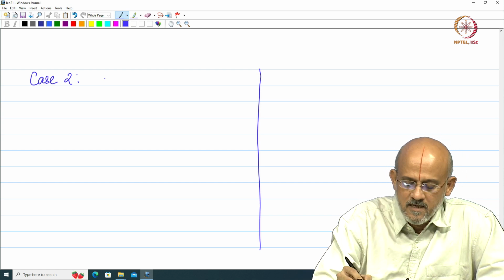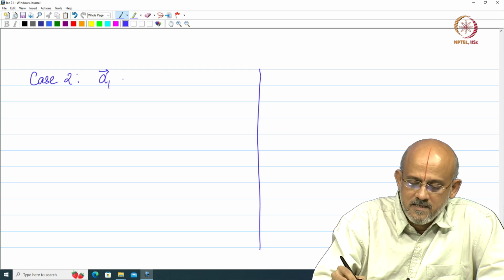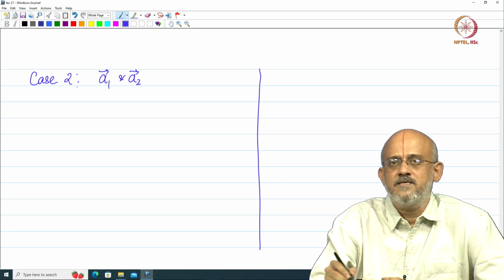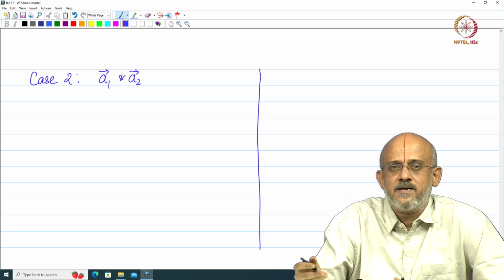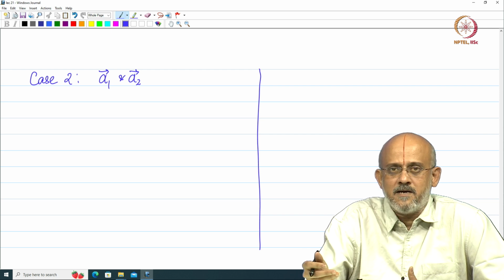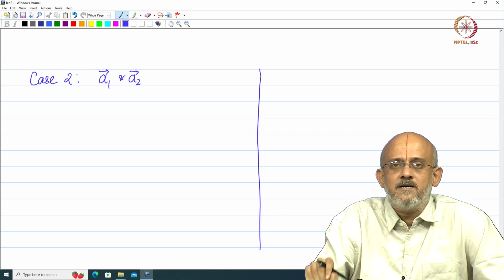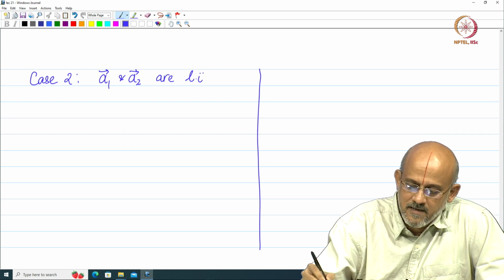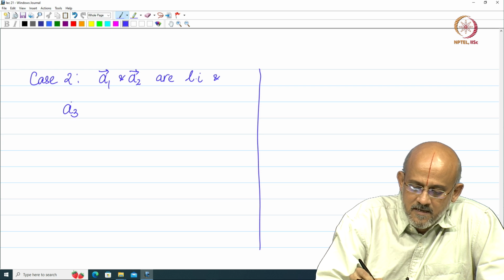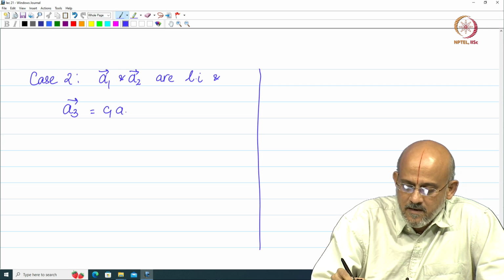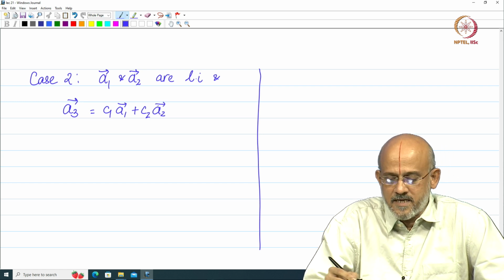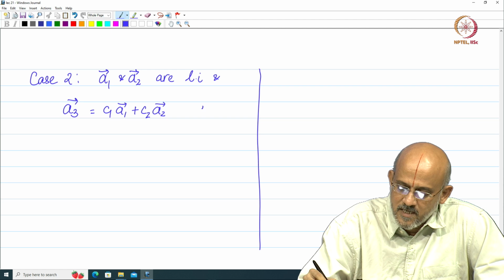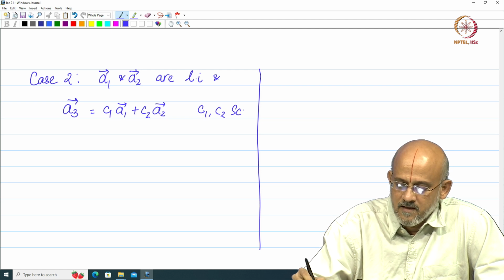What is case 2? The vectors A1 and A2, you can take any 2 of the 3 vectors to be linearly independent, and the third vector is a linear combination of these 2 vectors A1 and A2. I mean, you can take any pair, and the third vector is going to be a linear combination of these 2 guys. So, let us say A1, A2 are linearly independent, and let us say A3 vector is nothing but C1 A1 plus C2 A2. That means we have A3 to be a linear combination of these 2 vectors A1 and A2 for some scalars C1, C2, right.